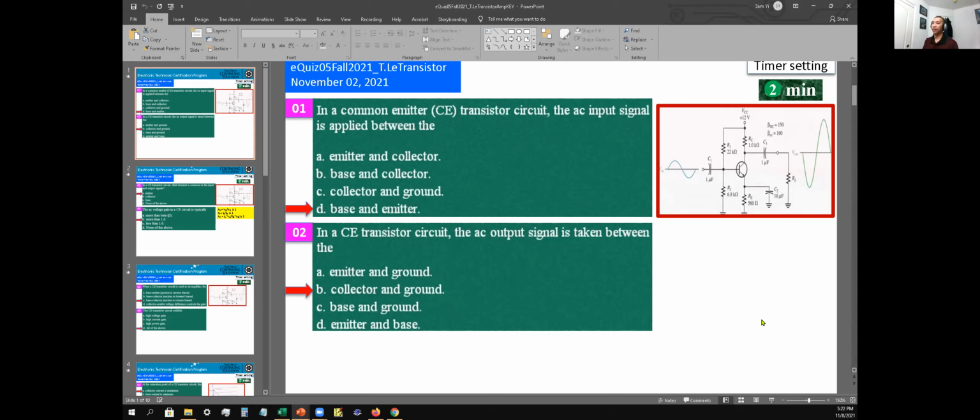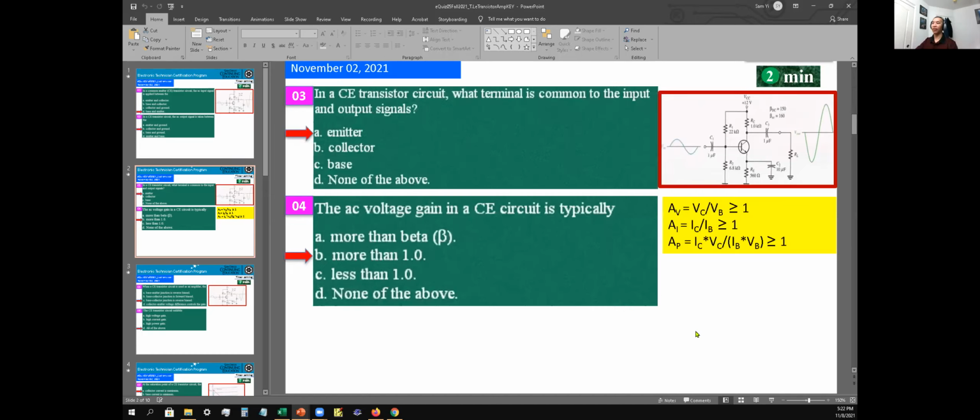Number 2, in a CE transistor circuit, the AC output signal is taken between the collector and the ground. So it's going to be at this point and ground. As you can see, it's amplified, and so it's collector and ground. So the answer is B as in Bob for number 2. Okay, any questions on number 1 or 2? Okay, no questions. All right.